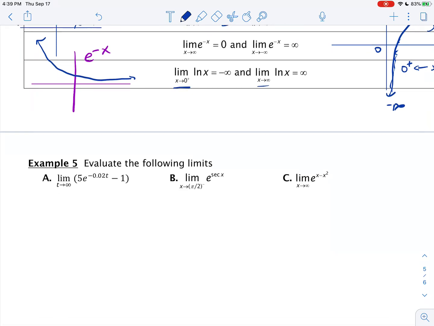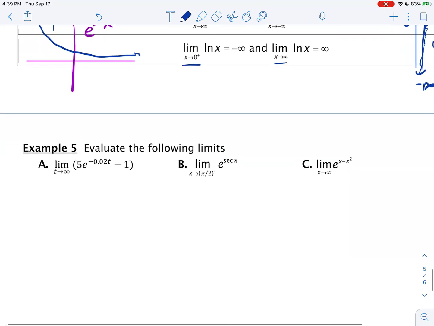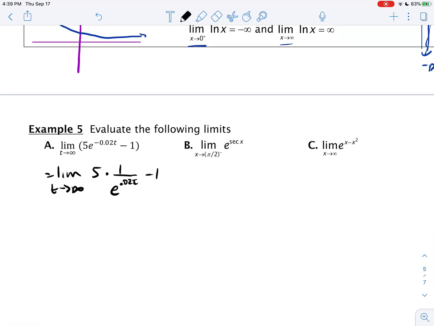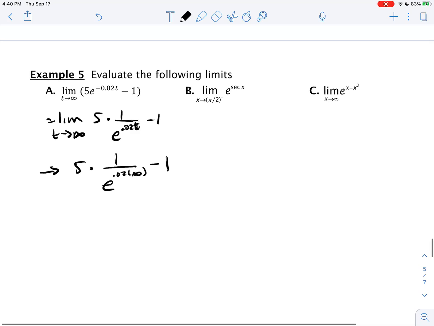All right. So how do we do these? Okay, so I can rewrite this as the limit as t goes to infinity of 5 times 1 over e to the 0.02t minus 1. And if I plug in infinity, 0.02 times infinity is going to be infinity. So this is going to go to 5 over e to the 0.02 times infinity minus 1.